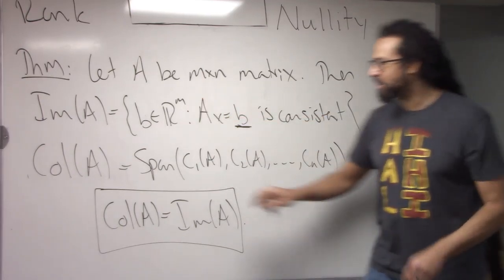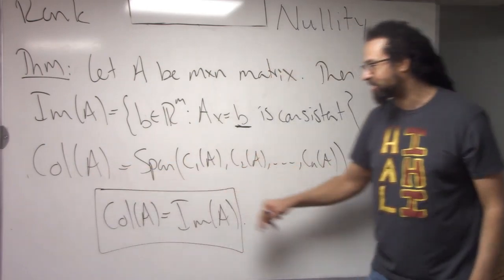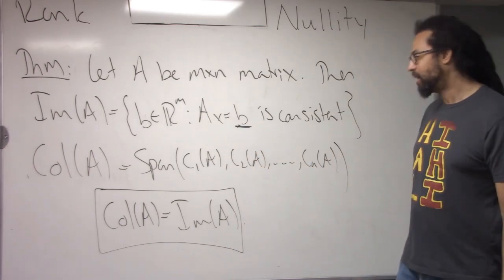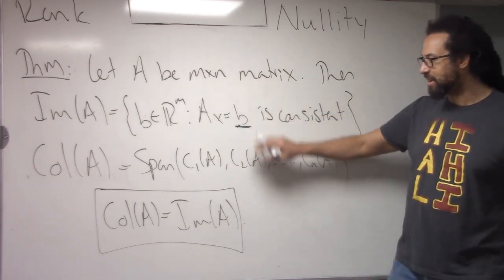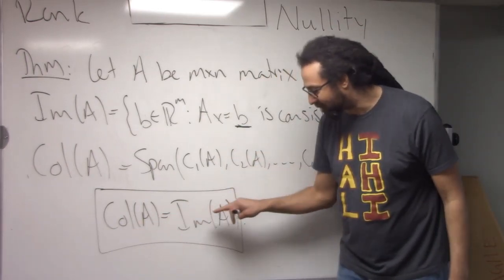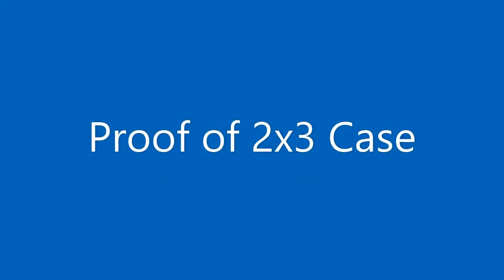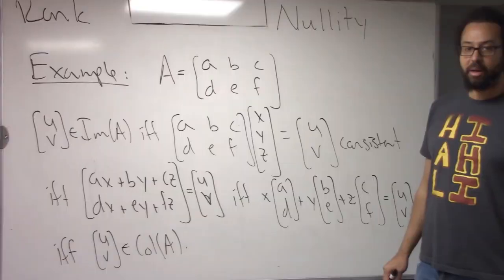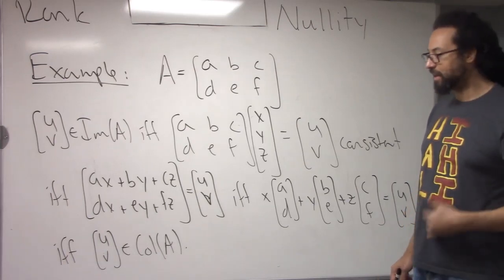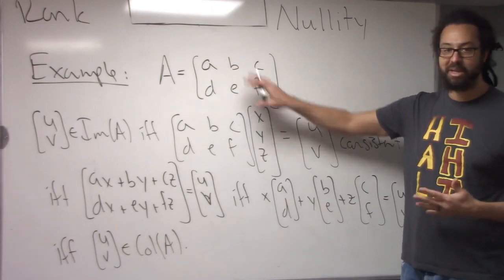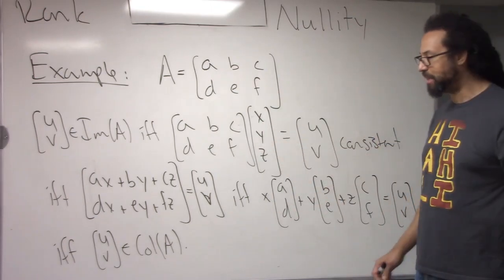And then remember, the column space of A is just the span of all of the column vectors in the matrix A. So the theorem here says that the column space is actually equal to the image space. Here's an example illustrating exactly why we should expect the image space of a matrix to be equal to the column space of a matrix.